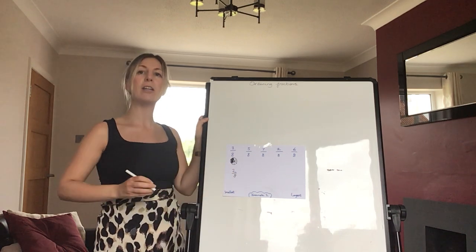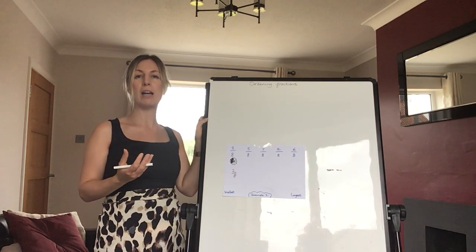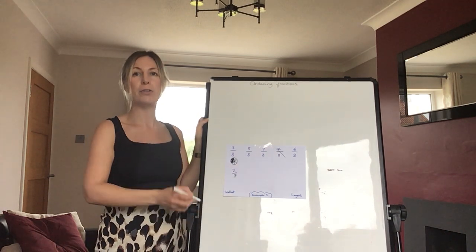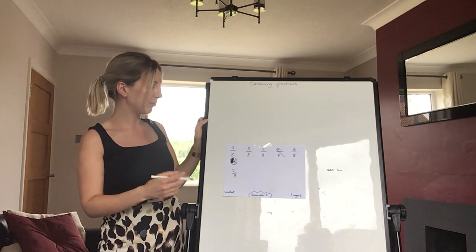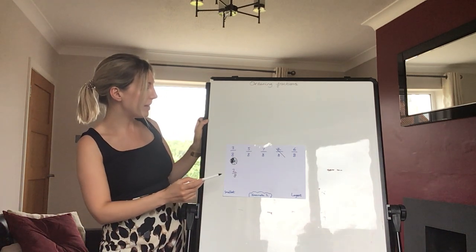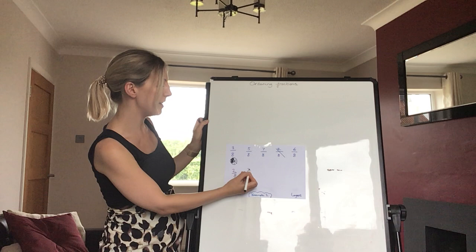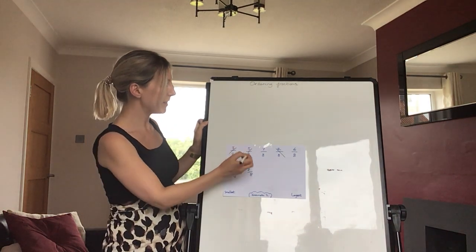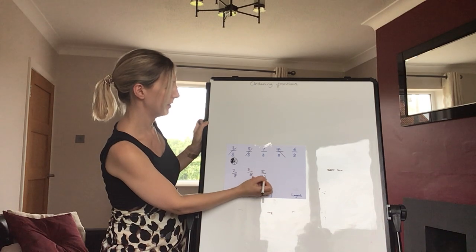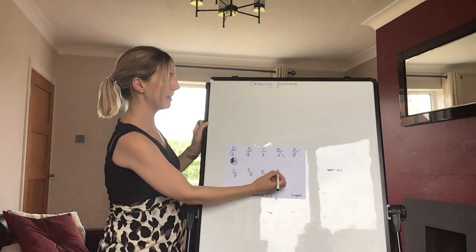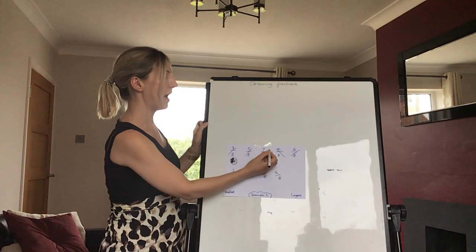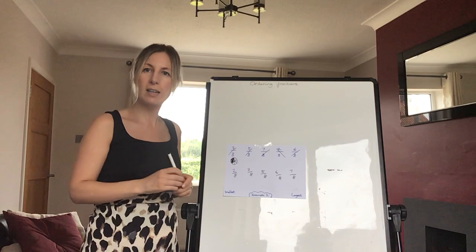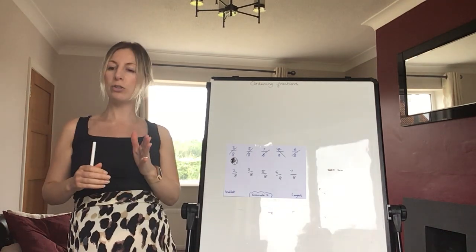A good thing to do when you have written one of your fractions down when you're ordering is cross it out or tick it, so you know you've done that one and you don't end up accidentally repeating. After 2/8, I can see it's 3/8. Cross that one out. 5/8, 6/8, and then 7/8. So we have ordered those fractions smallest to largest, or in ascending order.